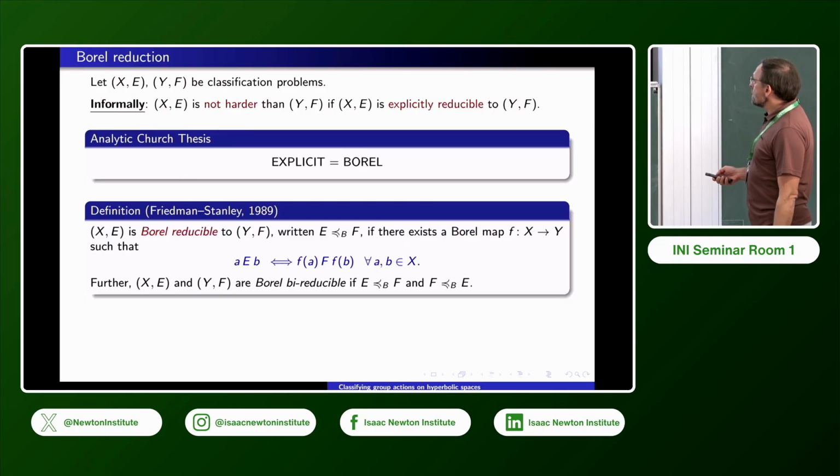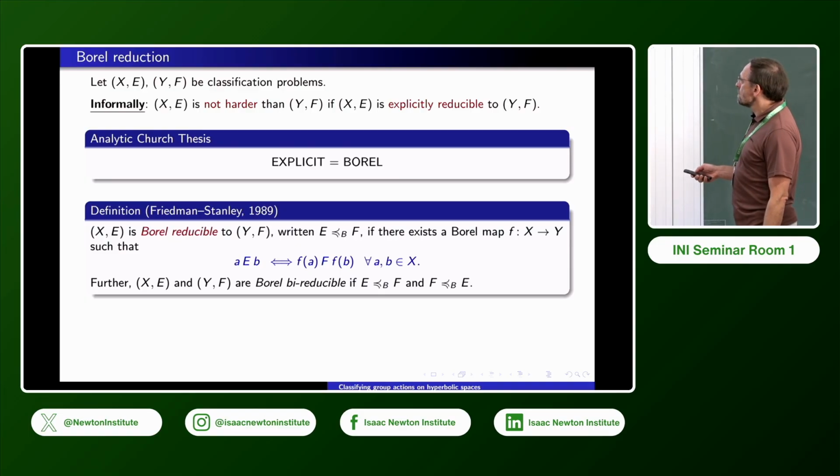And then we consider the equivalence relation induced by this quasi-order. So (X, E) is Borel bireducible with (Y, F) if and only if they are Borel reducible in both ways.